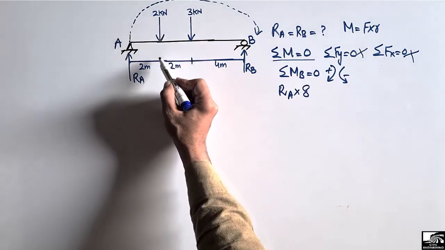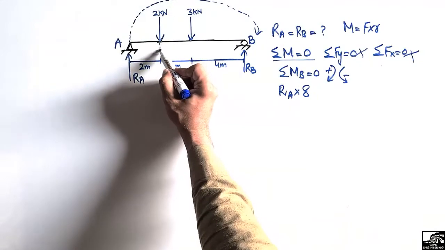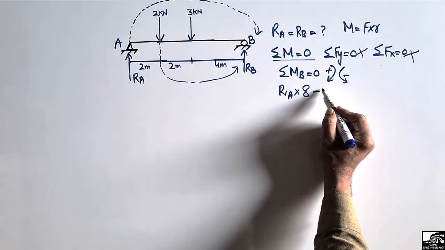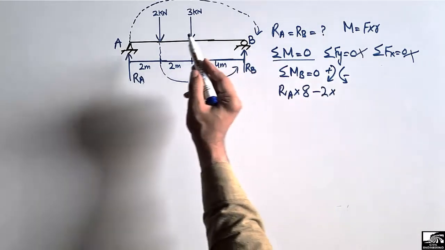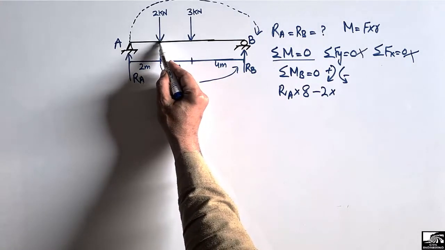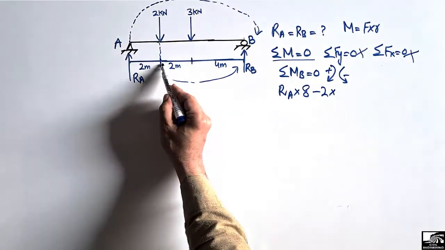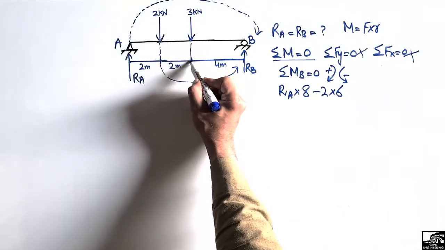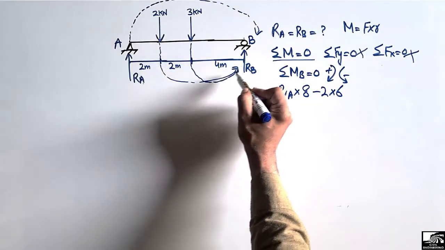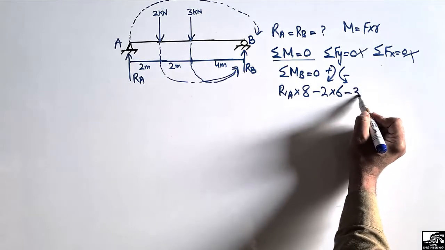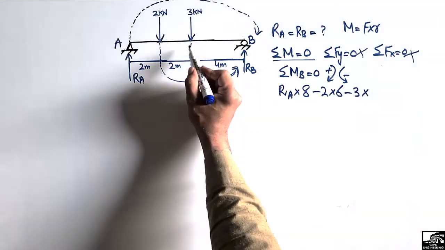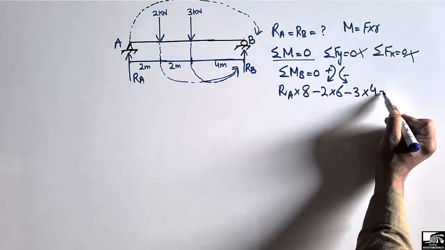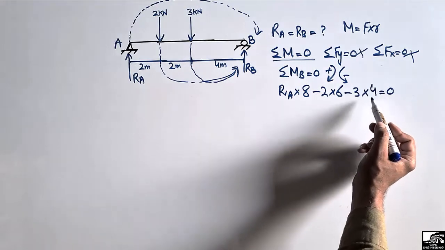Now this 2 kN load also will create the moment about point B, in the anti-clockwise direction. So it will be taken as negative: minus 2 multiplied with the moment arm. The moment arm is the distance from this 2 kN load up to point B, which is 2 plus 4, which is 6 meter. This 3 kN load will also create the moment about point B in anti-clockwise direction, so it is also taken as negative, multiplied with the moment arm. The moment arm is the distance from the 3 kN load up to point B, which is 4 meter. So summation of all the moments about point B equal to 0.